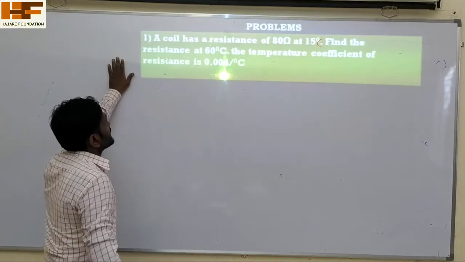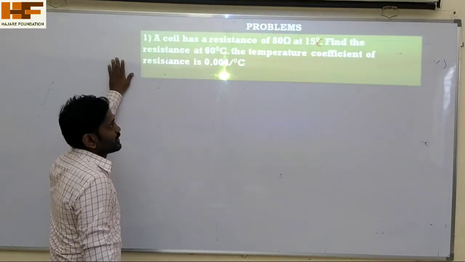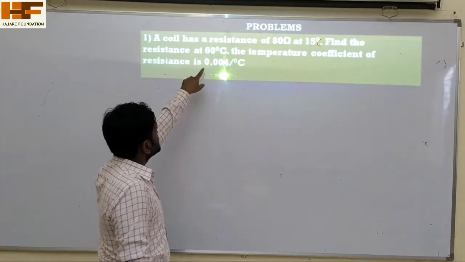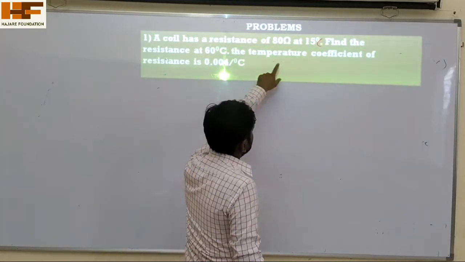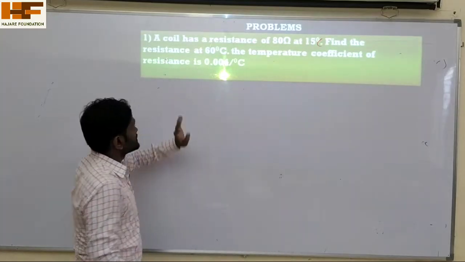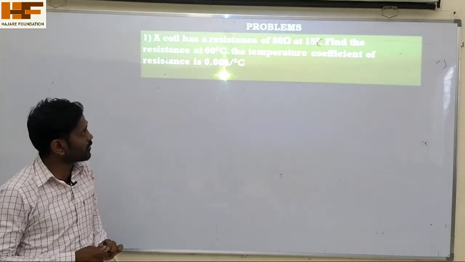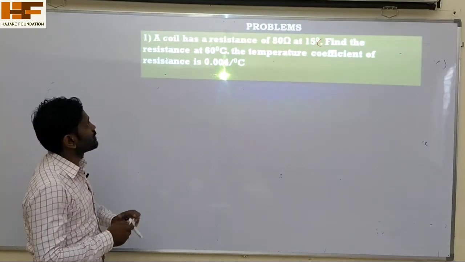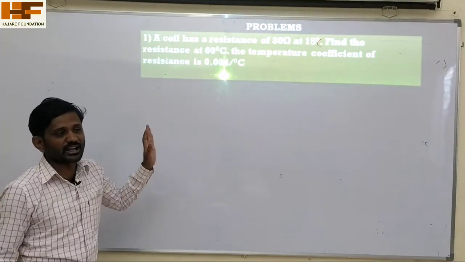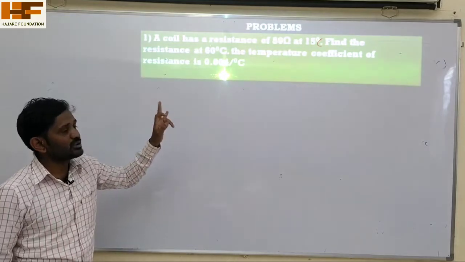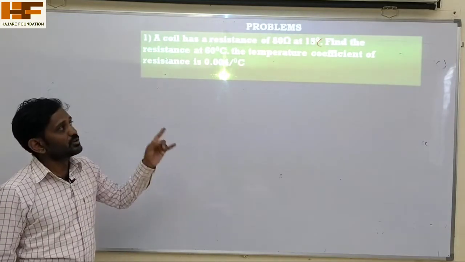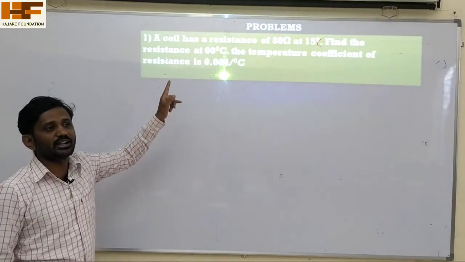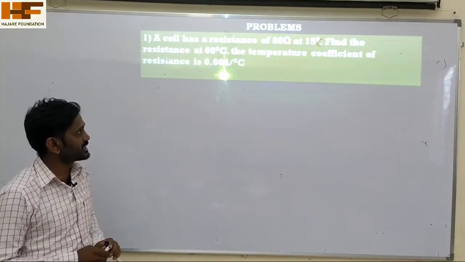First problem: a coil has a resistance of 80 ohm at 15 degrees Celsius. Find the resistance at 60 degrees Celsius. The temperature coefficient of resistance is 0.004 per degree Celsius. Here the coil has a resistance of 80 ohm at 15 degrees Celsius, and we find the resistance of the conductor at 60 degrees Celsius.